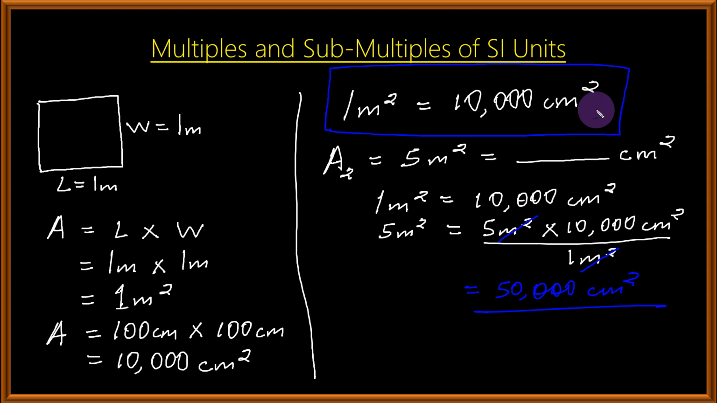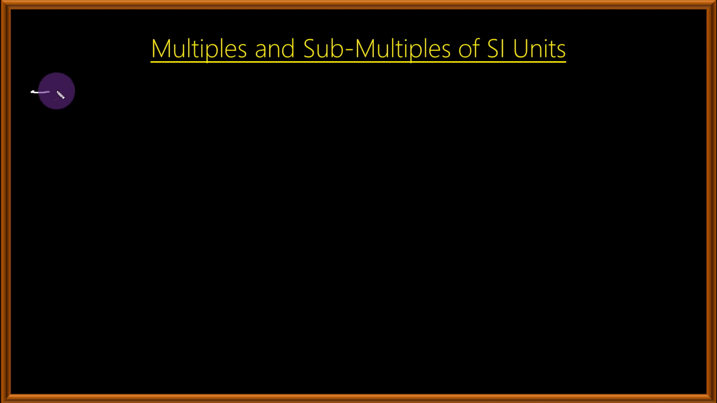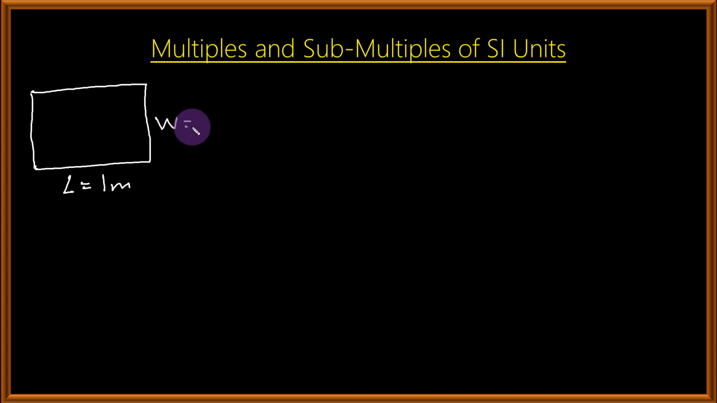Now let's look at millimeters. Let us express this area in millimeters squared and see what we are going to get. So I have the same shape. It doesn't look like a square, but I want you to just imagine that this one is a length of 1 meter and the width is again 1 meter. And we say that the area in meters squared is 1 meter times 1 meter, and we get 1 meters squared.